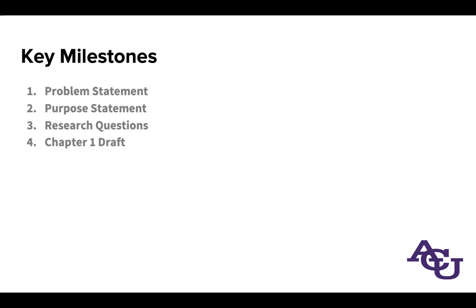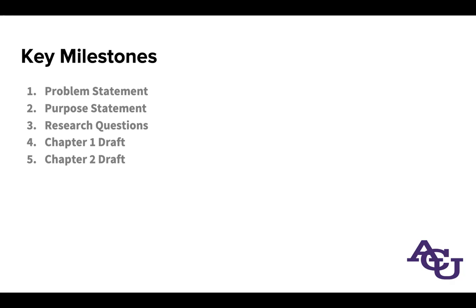Without the problem statement, you can't do a good purpose statement. Without a problem statement and purpose statement, you can't do the research questions because we don't know the parameters of why you're trying to answer certain things. And once you have those first 3, then you can write the whole chapter. The other things like the background, the definition of key terms, and even the theoretical framework, those follow pretty logically once you have the first 3.